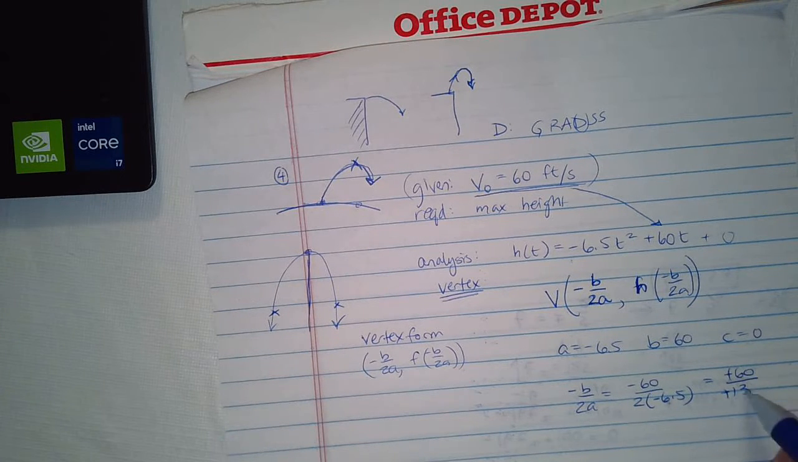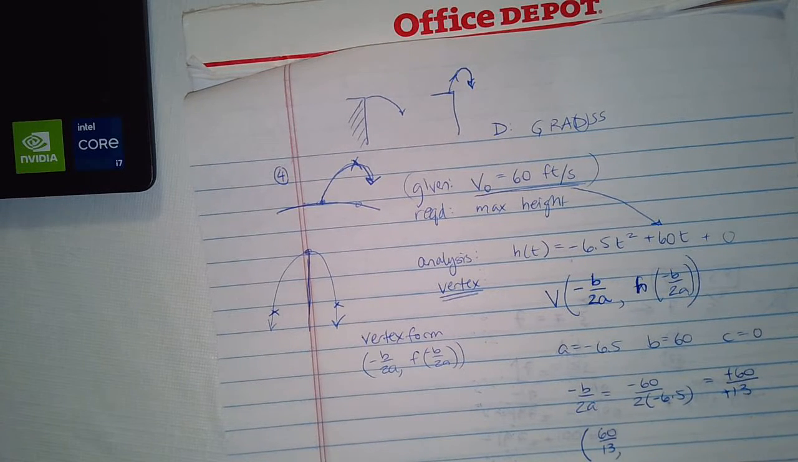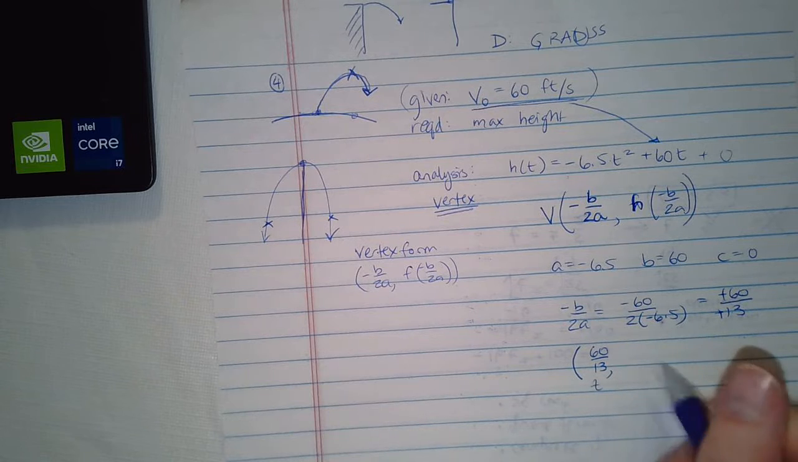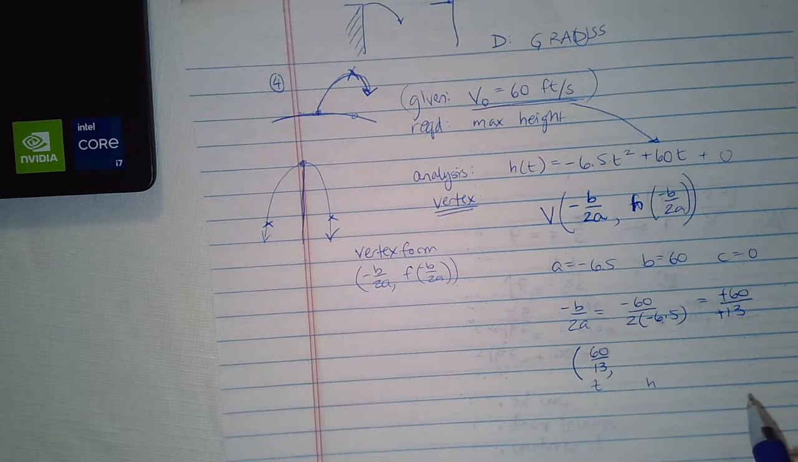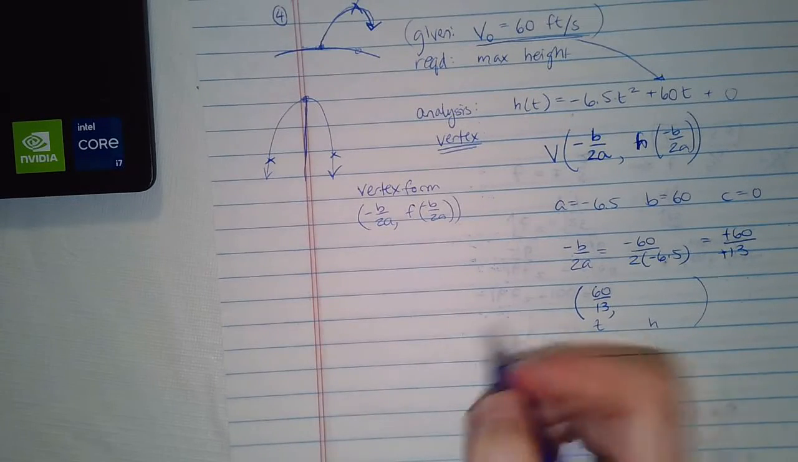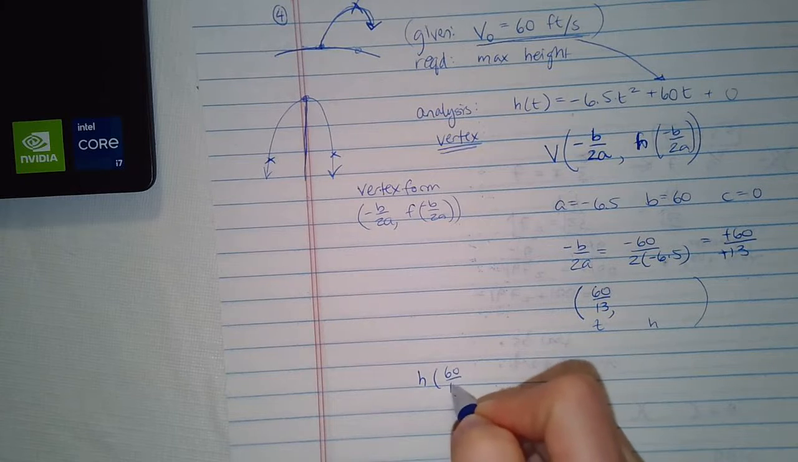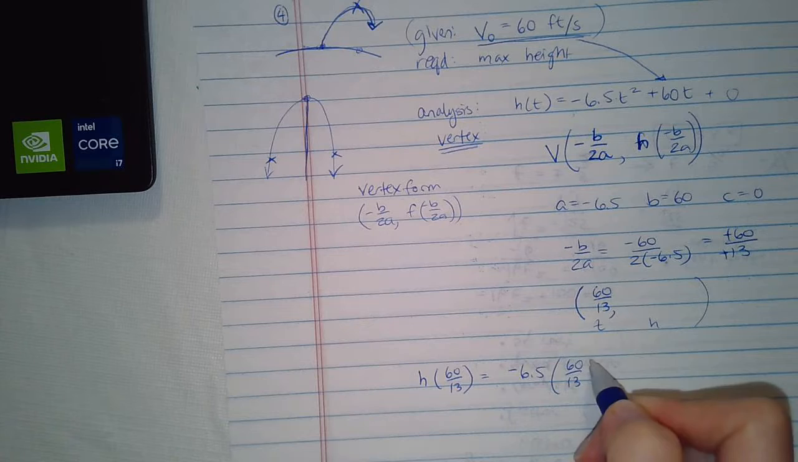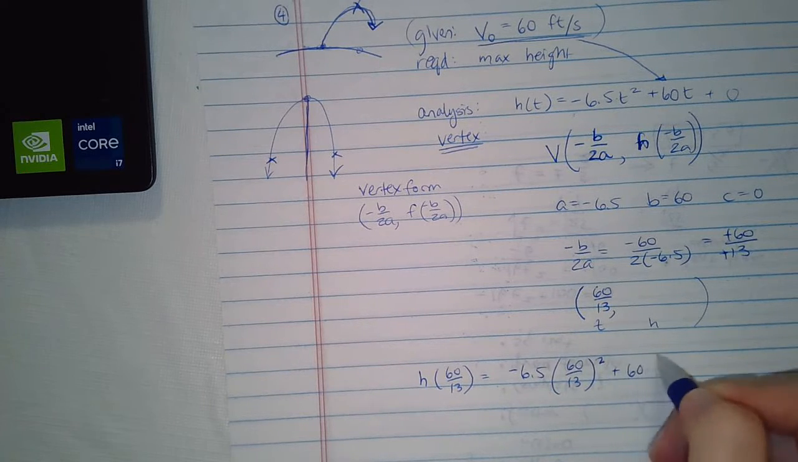Negative over negative is positive. 13 doesn't have a lot of factors. In fact, it's prime, so there's nothing to reduce this by. So the x-coordinate of our vertex is 60 over 13. And now I need to plug that 60 over 13 into our original equation, since this is the time that it's going to happen, to find the actual height, the maximum altitude. So h of 60 over 13 is going to be negative 6.5 times 60 over 13 squared plus 60 times 60 over 13.